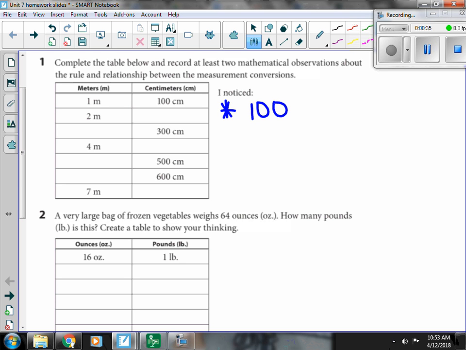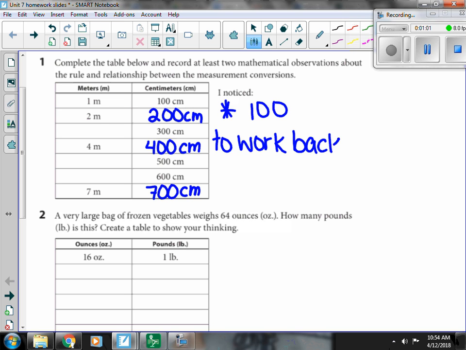So 2 meters would be 200 centimeters. 4 meters would be 400 centimeters. And 7 meters would be 700 centimeters. Now I also see that some of them, I have the centimeters and not the meters. So to work backwards, instead of multiplying by 100, I'm going to divide by 100.